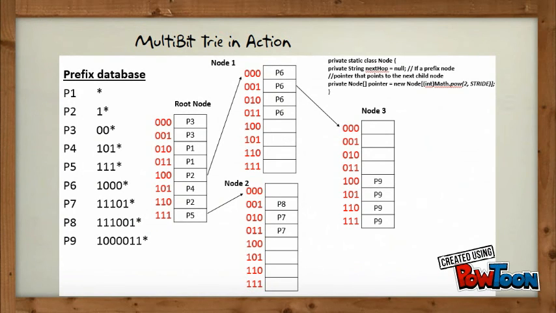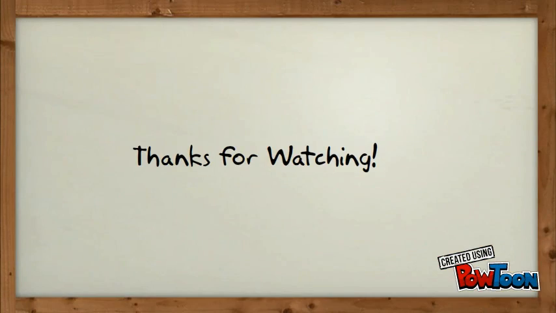Now, let's see how a multibit trie works. We have the prefix database, which contains all the addresses along with the don't care bits. The destination address begins with 111 010 100. The lookup process will follow the 111 pointer in the root, and this leads to node 2, 010. Since 010 has no other outgoing pointers, the search terminates with P7.